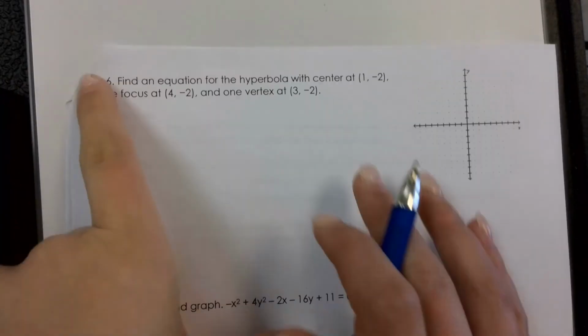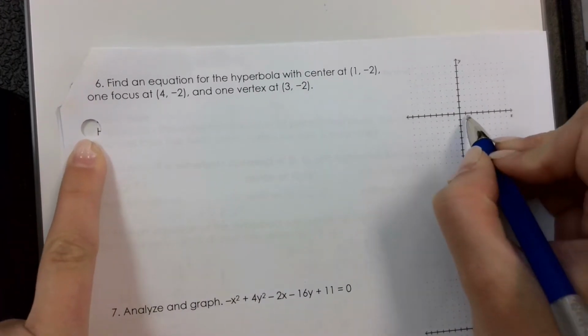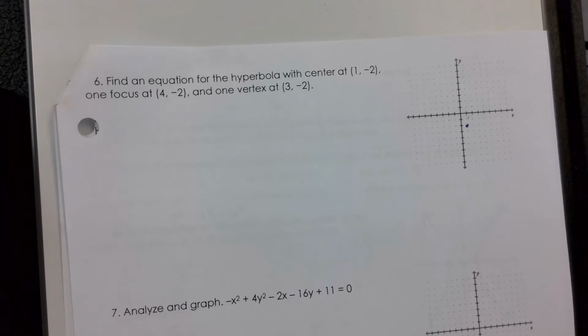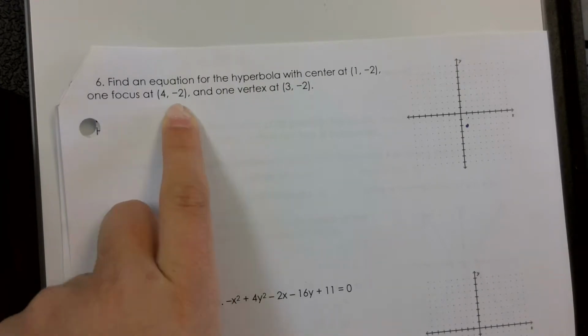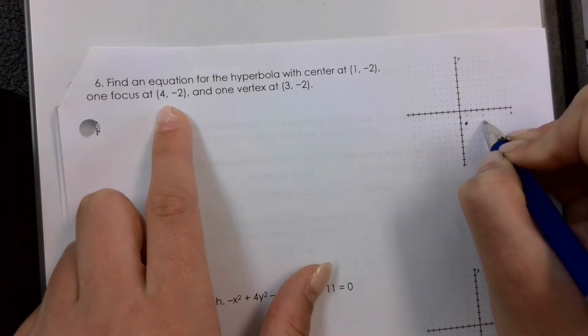Alright, so looking at number 6, we're going to find the equation of a hyperbola with the center at 1, negative 2. So let's go ahead and plot that so we know our center is at 1, negative 2. And we can go ahead and start writing our equation as well, right? We'll hold off so we know which one to do. So you have one focus at 4, negative 2. So I'm going to draw that at 1, 2, 3, 4, negative 2.